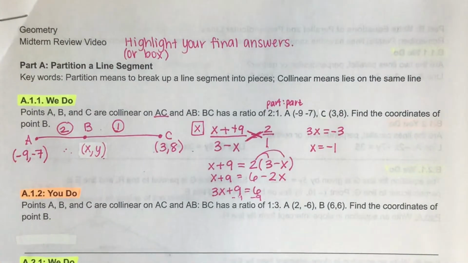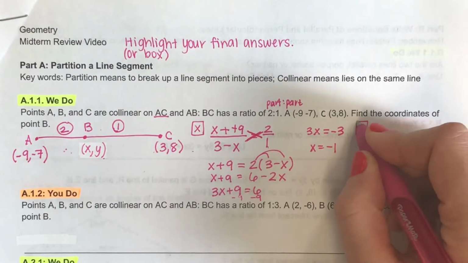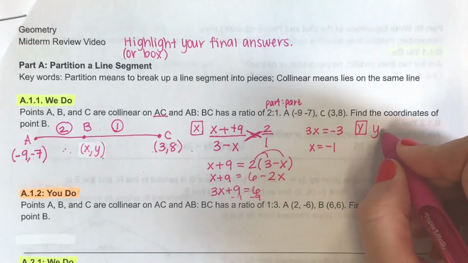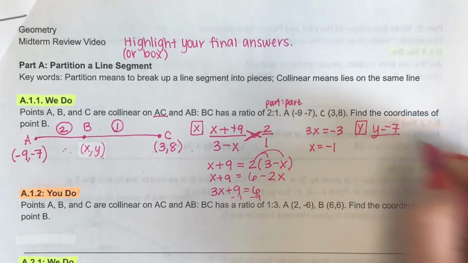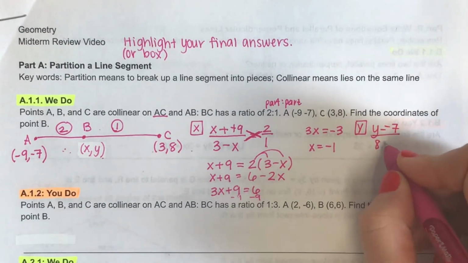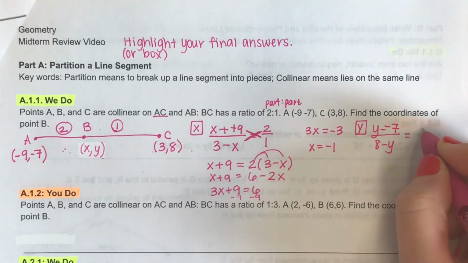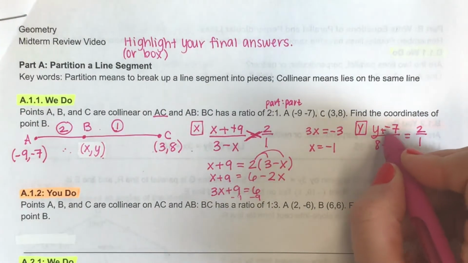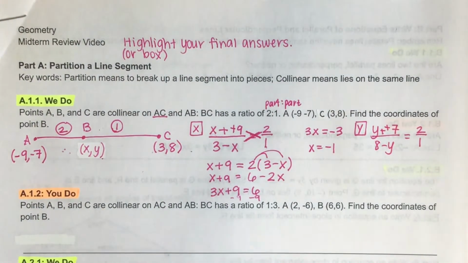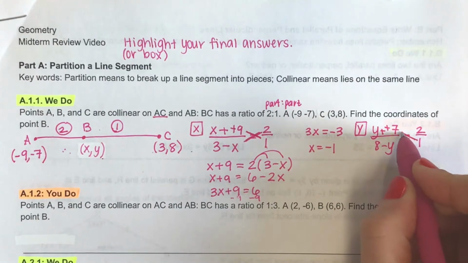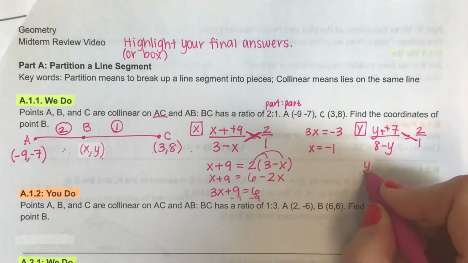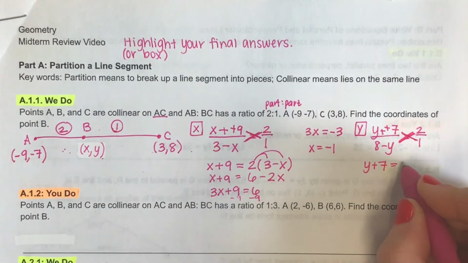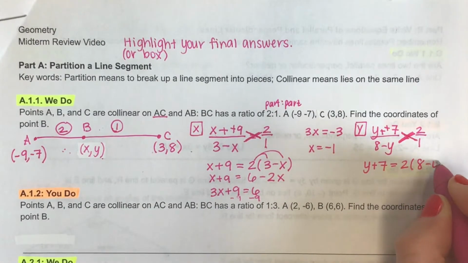So now let's do our Y value. Same thing, middle minus first, last minus middle. So Y minus -7 over 8 minus Y, and I set it equal to my ratio, which is 2 over 1. Again, I've got minus and negative here, so I can put those two together and make it a plus. Now I'm going to cross multiply. So when I multiply these two across, I get Y plus 7. And then again, I'm going to multiply these two across, so I get 2 times 8 minus Y.